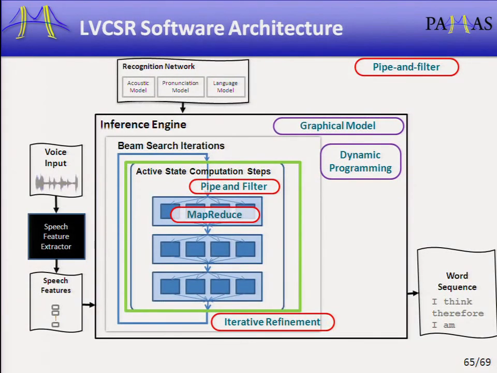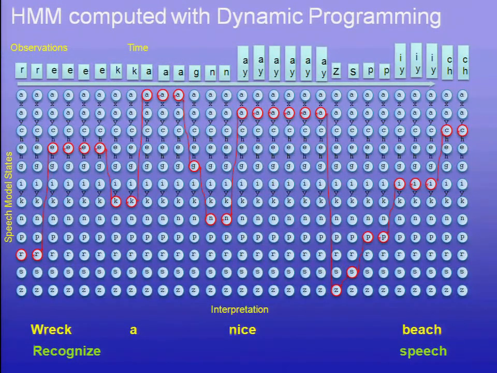Okay, and that's it. So I showed you the iterative refinement, the pipe and filter, and we saw three different MapReduces here, and through that iteration, that produces the software architecture. And this is the basic idea of how it works.